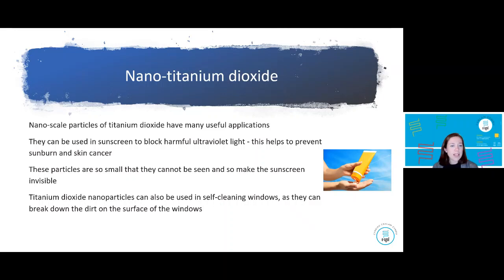Titanium dioxide nanoparticles can also be used in self-cleaning windows, as they can break down the dirt on the surface of the windows. Another really clever use, okay? Anything that helps with cleaning, then I'm for it. So self-cleaning windows, this sounds like a fantastic use of the nanoparticles of titanium dioxide too.